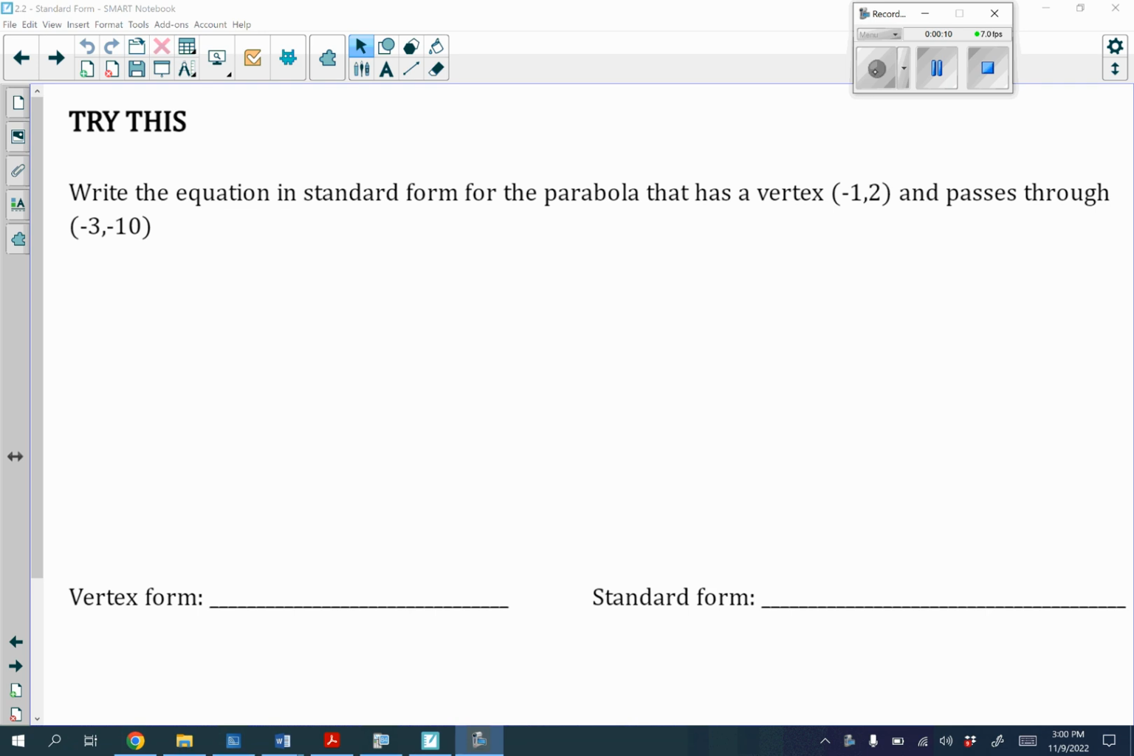Now, before we get into that, because you guys just learned how to write a parabola from vertex form into standard form, I would like you to try this in your 2.2 notes, so please turn to that. Go ahead and pause the video and try this example on your own. So go ahead and do that for me, please.